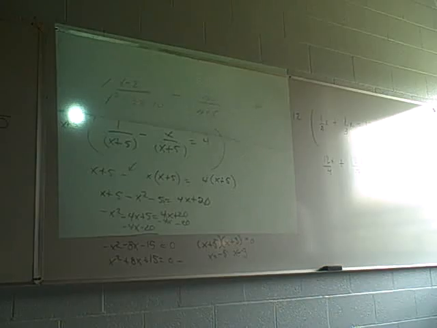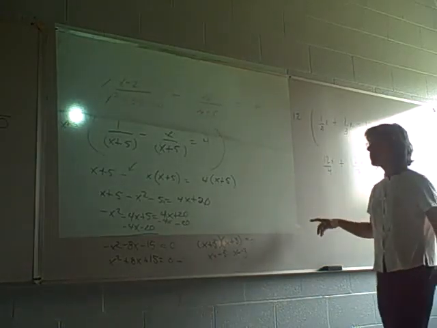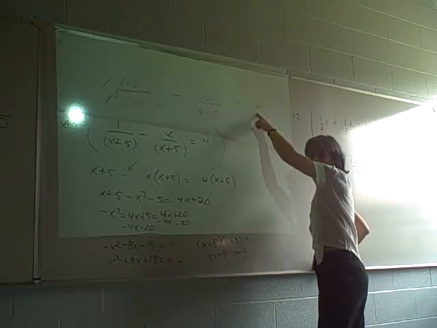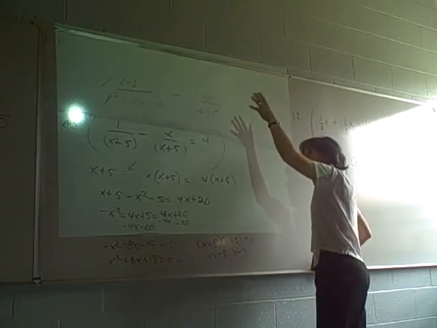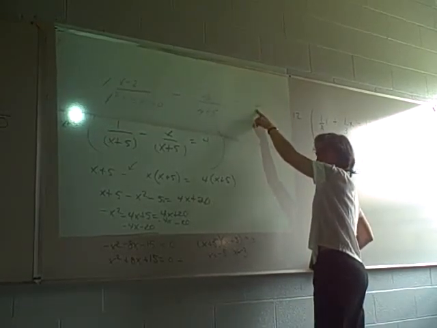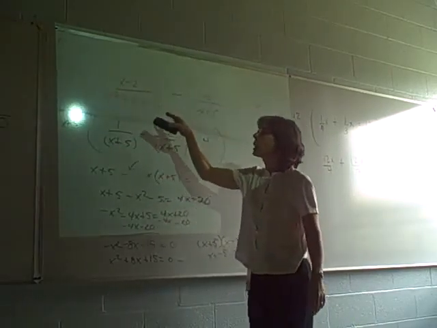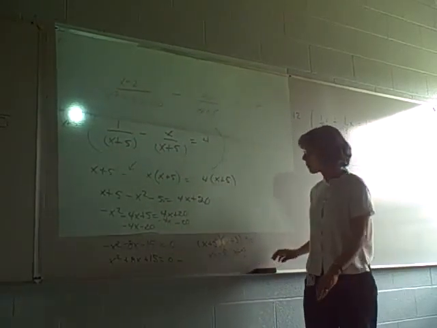What are you graphing? Okay, because this quantity has to equal what? 4. So can we graph y equals 4 and then y equals this? Please make sure that you use all of your parentheses.